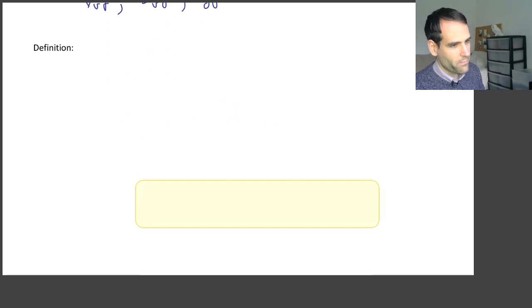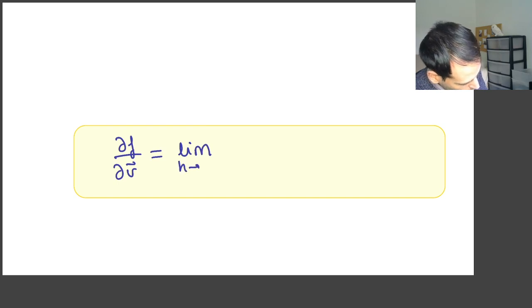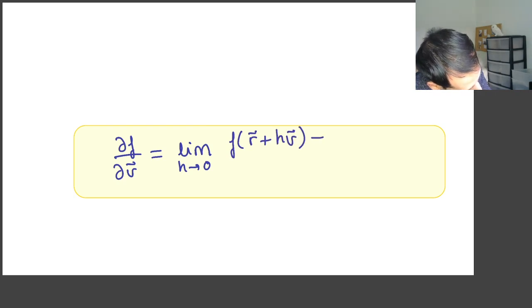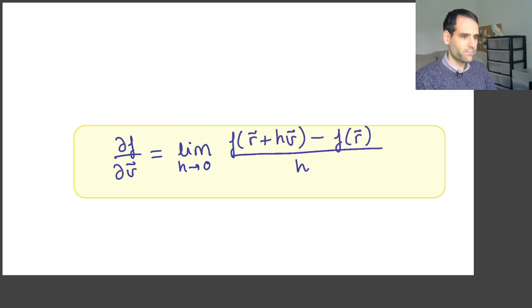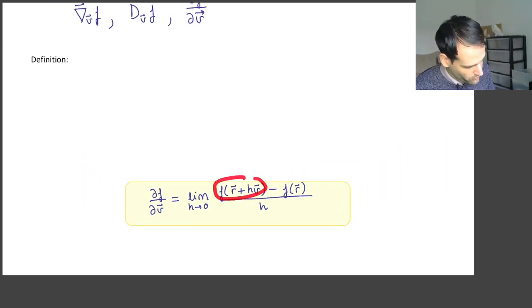So the definition of this directional derivative is the following. The directional derivative of f with respect to vector v is equal to the limit when h goes to 0 of some fraction, which is the function f evaluated at r plus h times v minus the function f evaluated at r, divided by h. Okay? So what's the meaning of this? Let's think about what each of these terms represents.